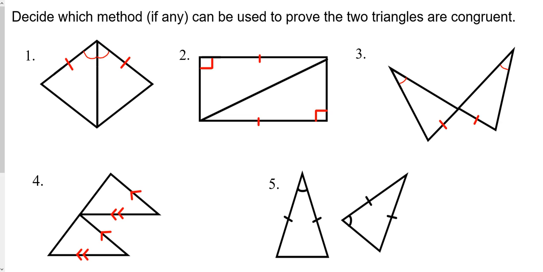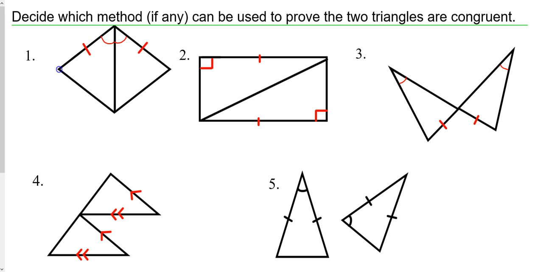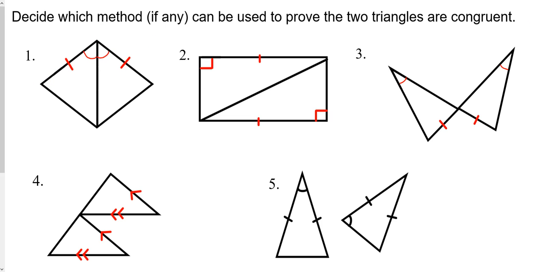So here on number 1, we see that they marked this side congruent to this side, and they gave us this angle congruent to this angle, so we already have a side and an angle. And then we also see that they share this side, so in order that gives us side, angle, side, congruent to side, angle, side. So number 1 is SAS.